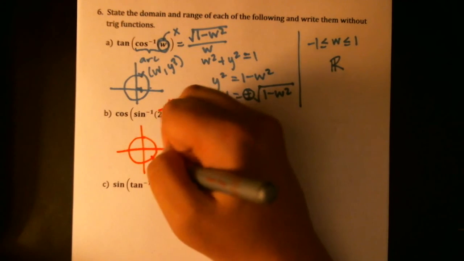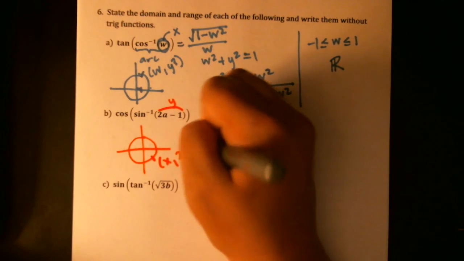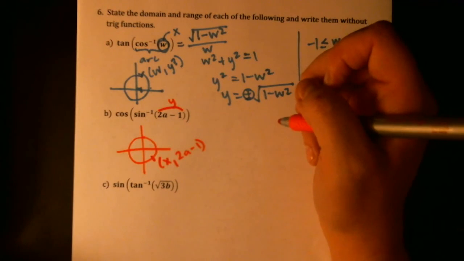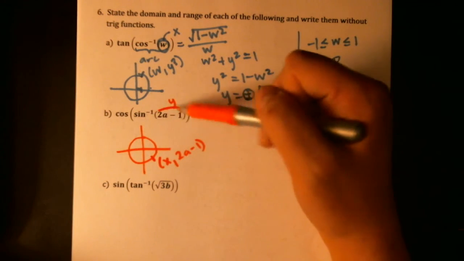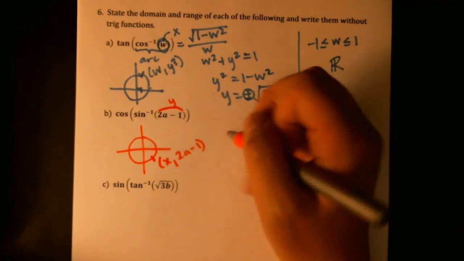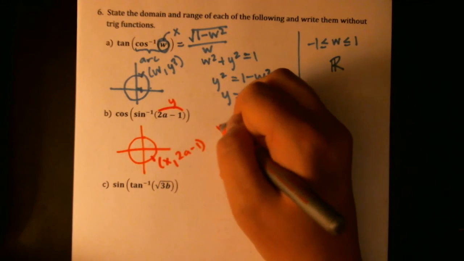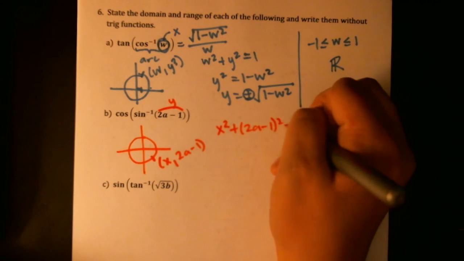Let's say this is where I'm imagining my point is. So I have an x value that's unknown. I have a y value that's equal to 2a minus 1. And the question here is, if your y is 2a minus 1, what is your x? So it looks like we just need that Pythagorean theorem walkthrough. x squared plus (2a minus 1) squared equals 1.